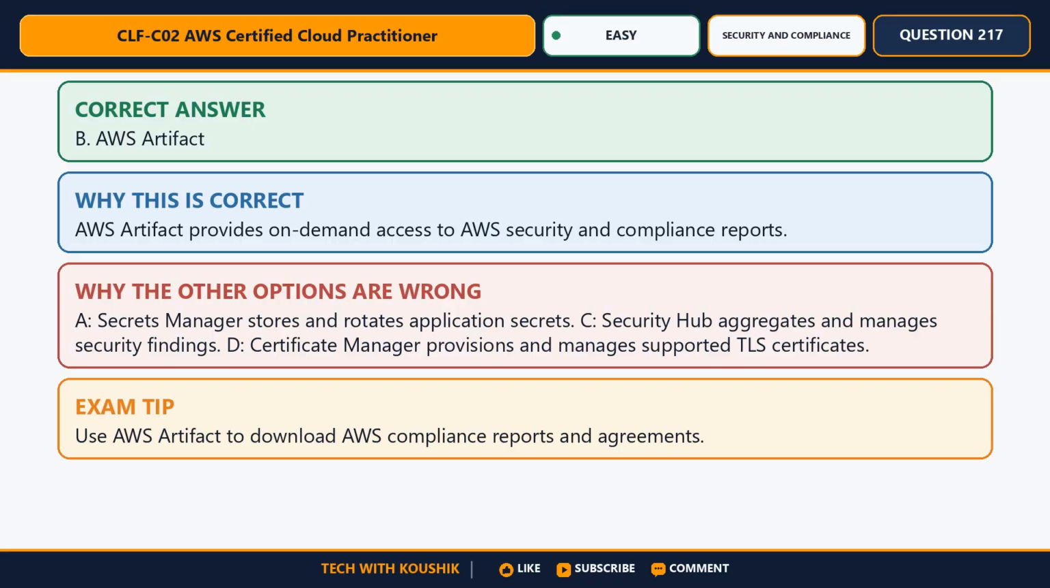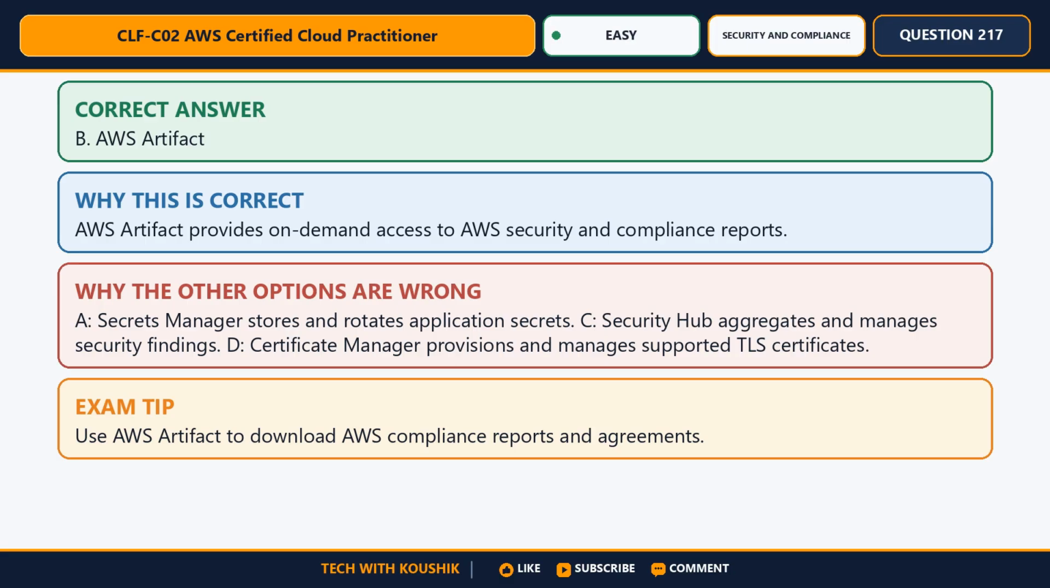The correct answer is B. AWS Artifact. Here is why. AWS Artifact provides on-demand access to AWS security and compliance reports. Why are the other options not correct?